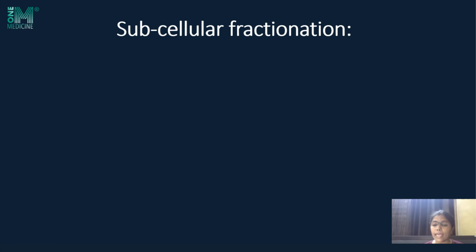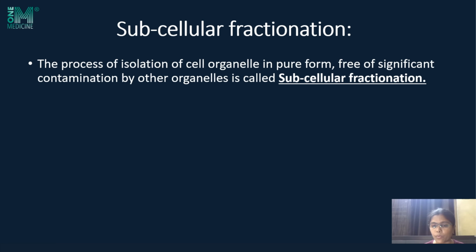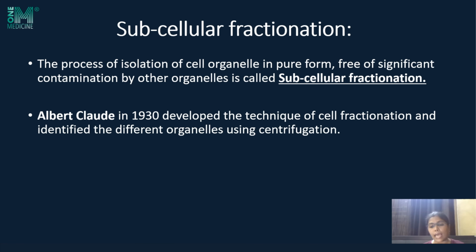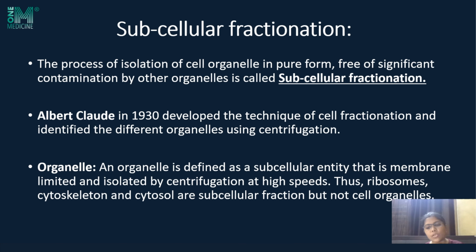Next we have the key factor, that is subcellular fractionation. As the name suggests, it consists of two words, subcellular and fractionation. That means fractionating the cell into its component entities. To start with the definition by book, the process of isolation of cell organelle in pure form and free of significant contamination by other organelle is called subcellular fractionation. Albert Claude in 1930 pioneered the technique of subcellular fractionation and he identified the isolation of different organelle using centrifugation at very high speeds.